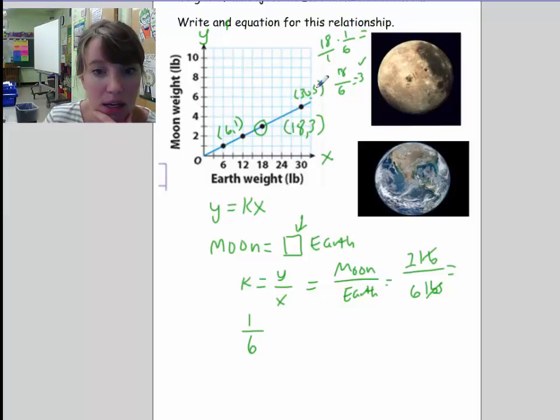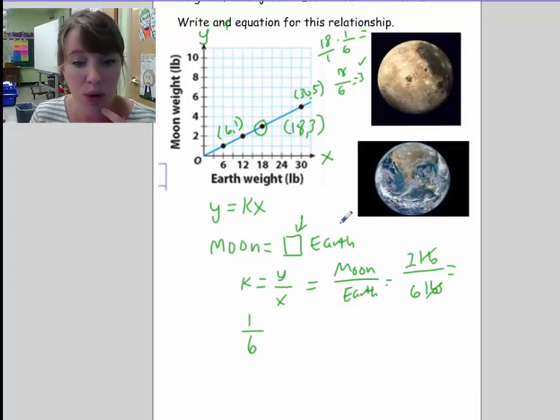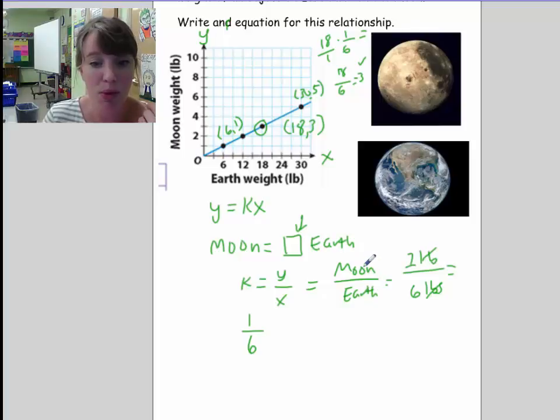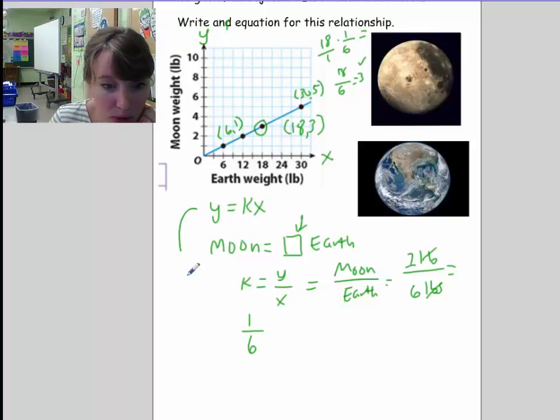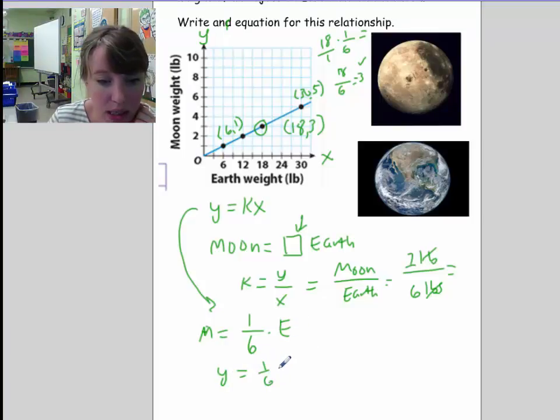So that k is the constant of proportionality. So the moon's weight is proportional to the Earth's weight by 1/6. 1/6 of the Earth's weight is equal to the moon's weight. Or if you want to put it in terms of the equation, we'd say the moon's weight is equal to 1/6 times the Earth's weight. Or y is equal to 1/6 times x.